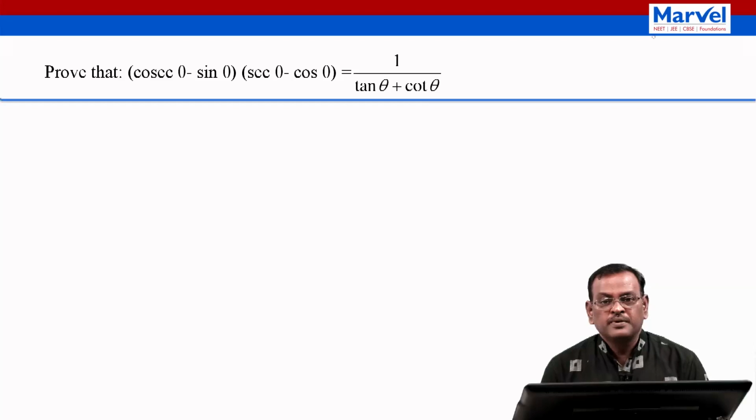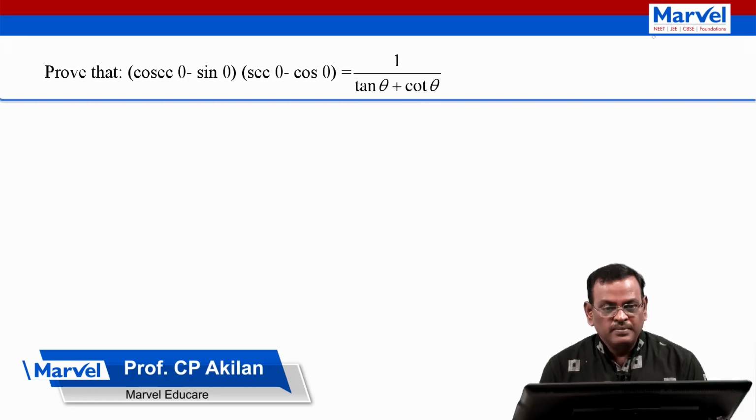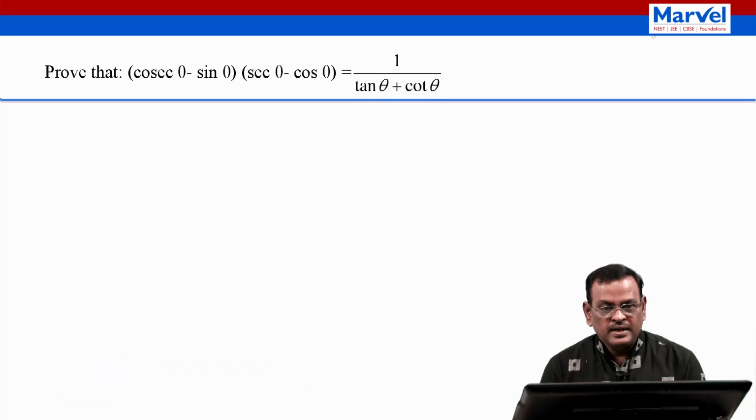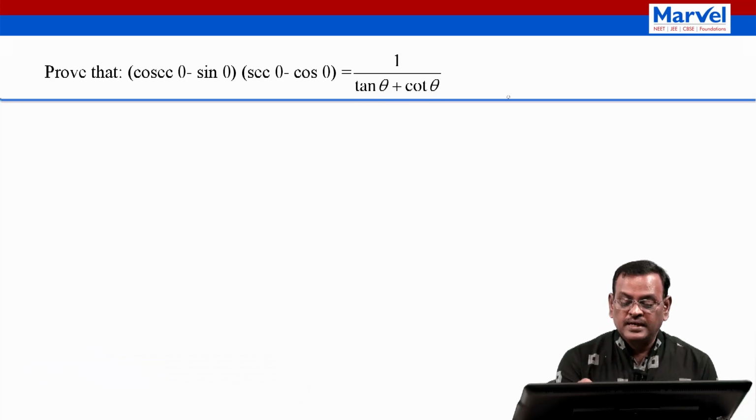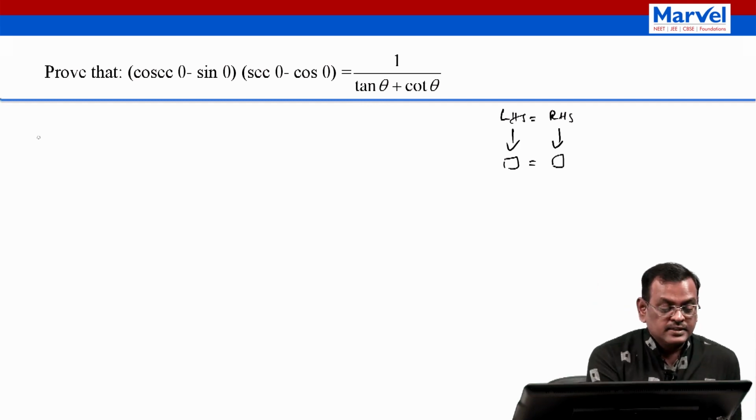This is an example of one type, whenever both the expressions, both sides LHS and RHS, are very big: how to solve that expression. Already I informed you, simplify LHS separately and RHS separately. If the final answers are equal, then the original expressions are equal. This is the procedure. Okay. So first take LHS.